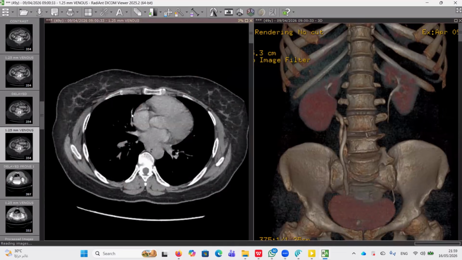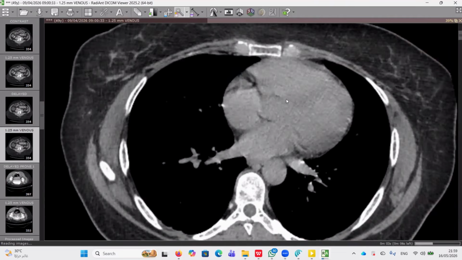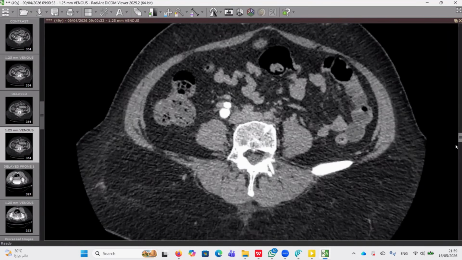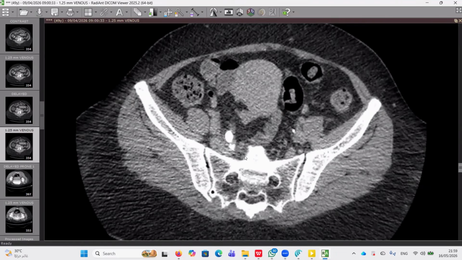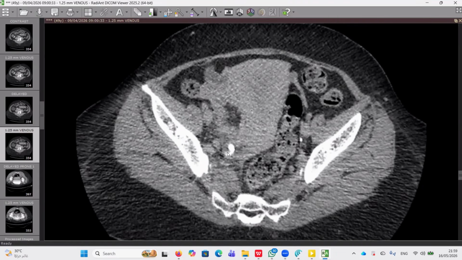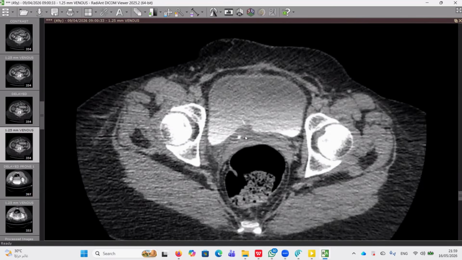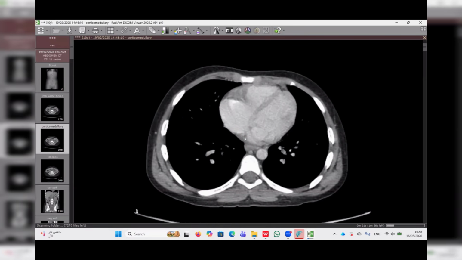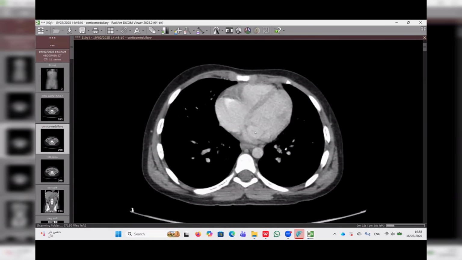Also, if we look at these two ureters, we have complete duplication of the two ureters with a stone. The presentation was urinary frequency. This patient is 10 years old.